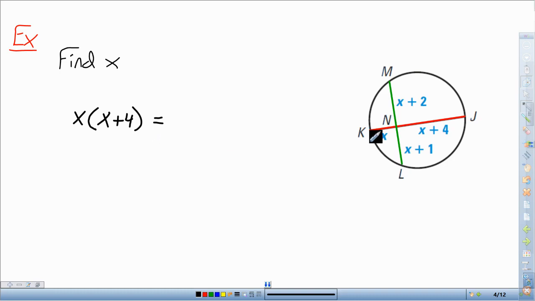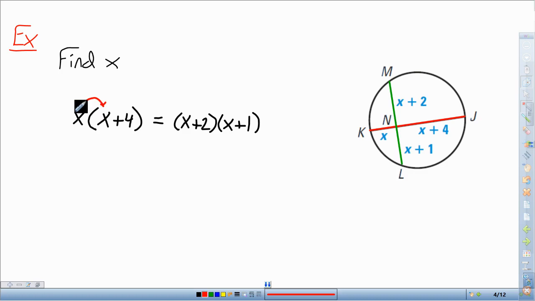And that's going to equal multiplying the two parts of this chord, (x plus 2) times (x plus 1). The best way to write this is probably like this. Just one thing: if you ever have multiple terms in one of your measurements, put parentheses around it. Okay, so now we have a lot of distribution to do here.